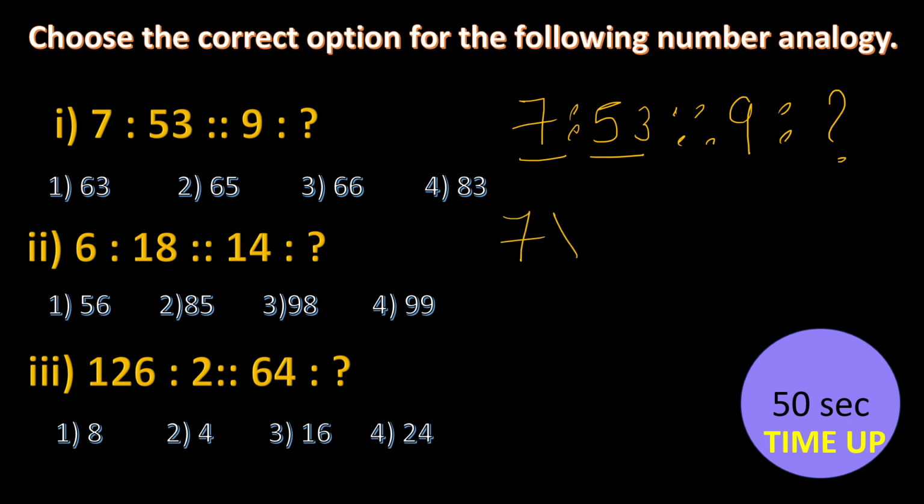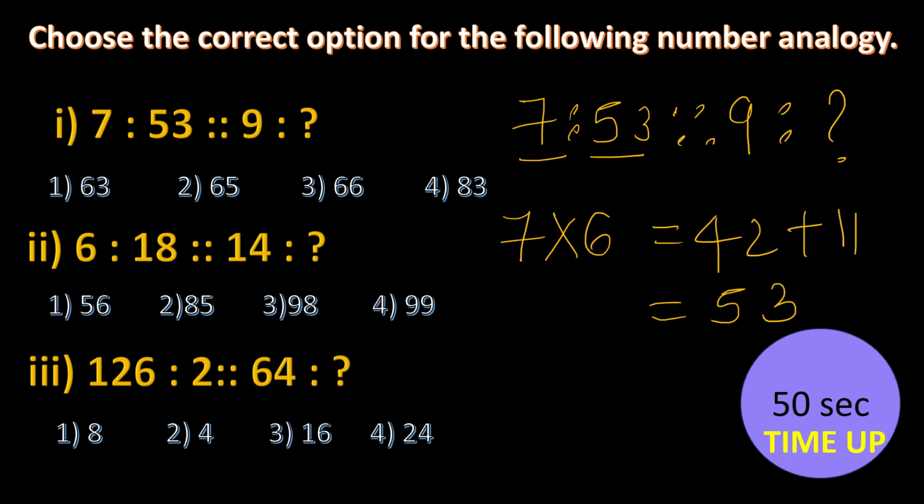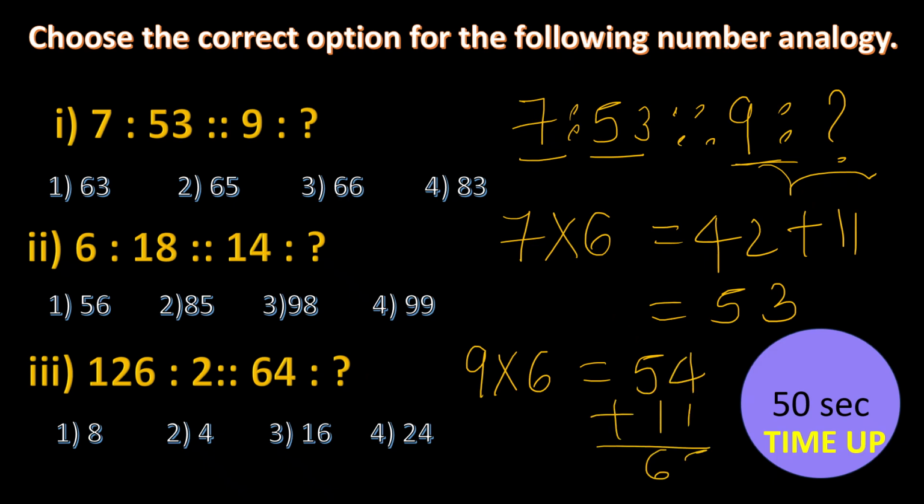When you do 7 into 6, you will get 42. If you add 11 to 42, you are getting 53. Same logic you need to apply for this part. 9 into 6 is 54. 54 plus 11 will give you 65. So 65 is the correct option.